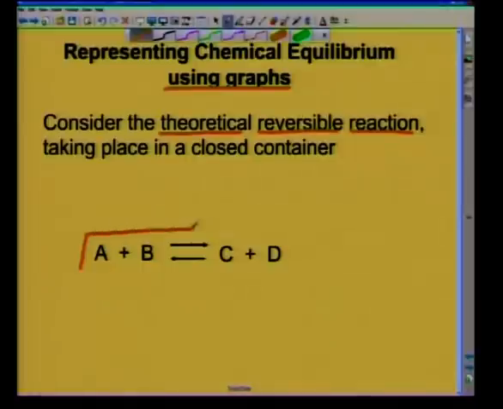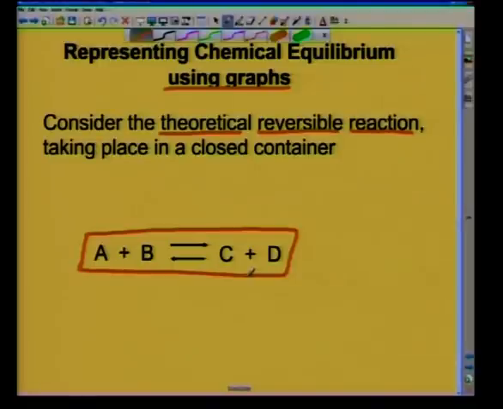Now, let's move on to the next stage: representing chemical equilibrium making use of graphs. Now, let's look at some theoretical reversible reaction. We're calling it theoretical because we don't have a chemical in the real sense called A or B or C or D. So this is theoretical, something just to help us understand what is happening.